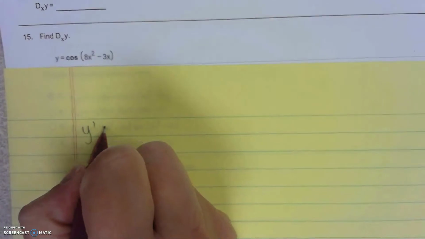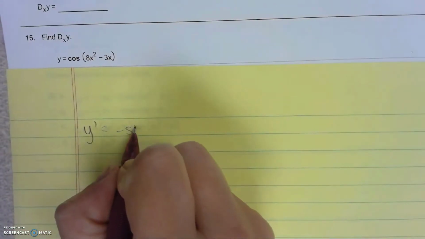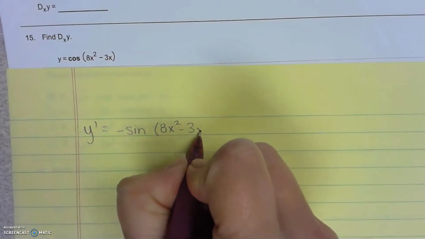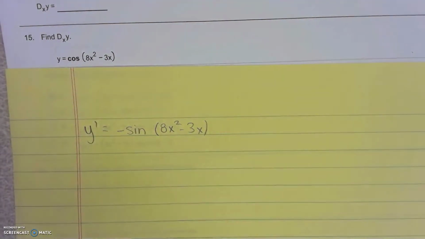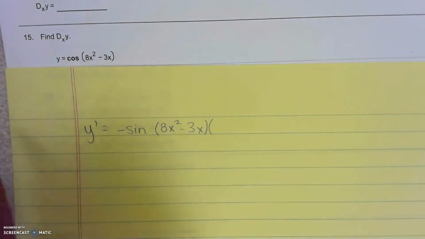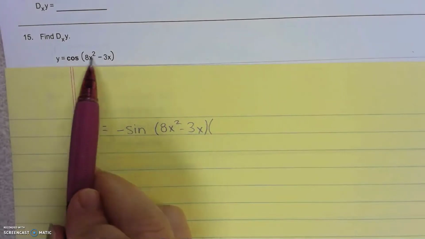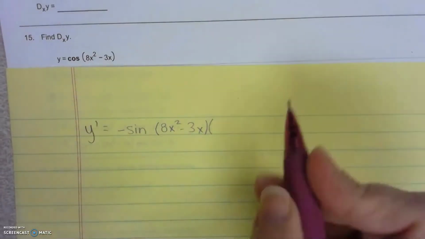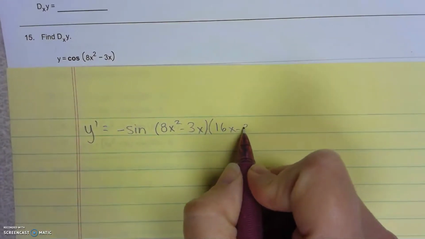So what we would do is we first take the derivative of the mama, and that's the whole thing there. So we look at the derivative of cosine. Let's do y prime. It would be negative sine, and then what's inside of there, you just keep it. Then we multiply that times the derivative of the baby, and that's what's inside of something, always inside of something. So then 8x squared minus 3x would become 16x minus 3.